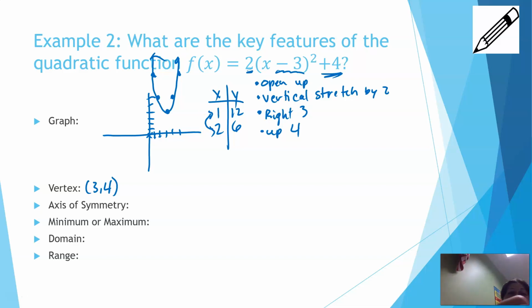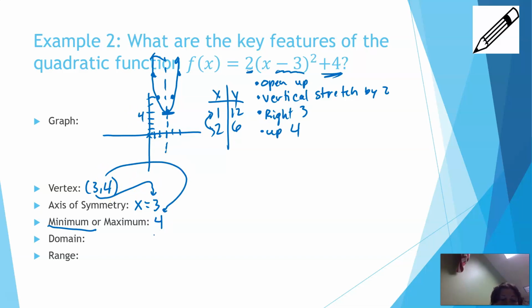Okay, axis of symmetry. We already talked about it. It's the vertical line that cuts it in half, which means it's always x equals. And here's the key. It's x equals 3. It's always the vertex. Okay? On the same note, because it's going open up, it's going to have a minimum. It's this value right here. Well, here's the key again. It's always going to be the y coordinate of that vertex.